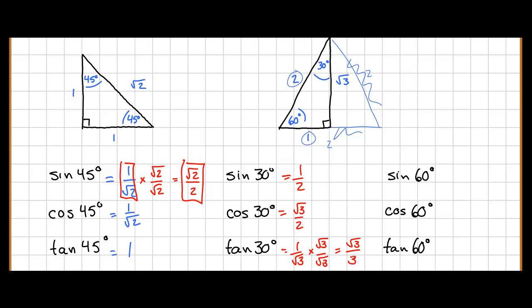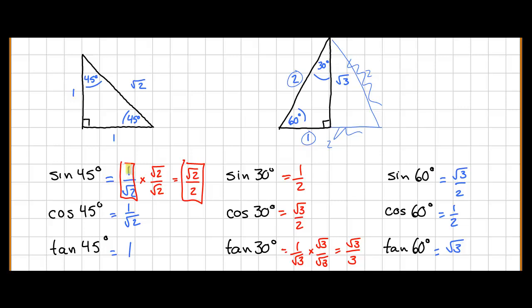And finally, the sine of 60, let's change some color here. The sine of 60 is equal to opposite over hypotenuse, so root 3 over 2. The cosine of 60 is adjacent over hypotenuse, so 1 over 2. And the tangent of 60 is opposite over adjacent, so root 3 over 1, or simply root 3.